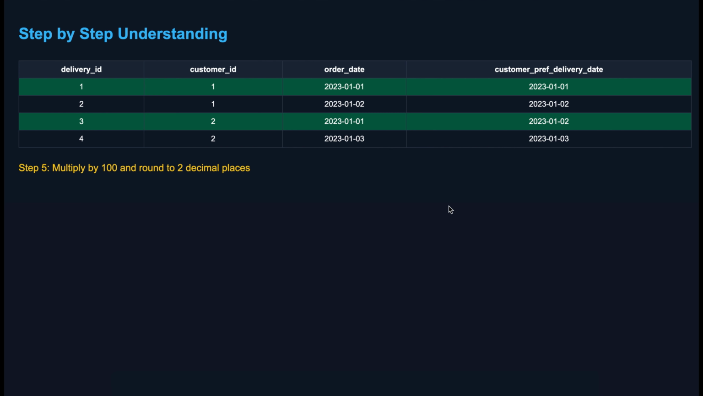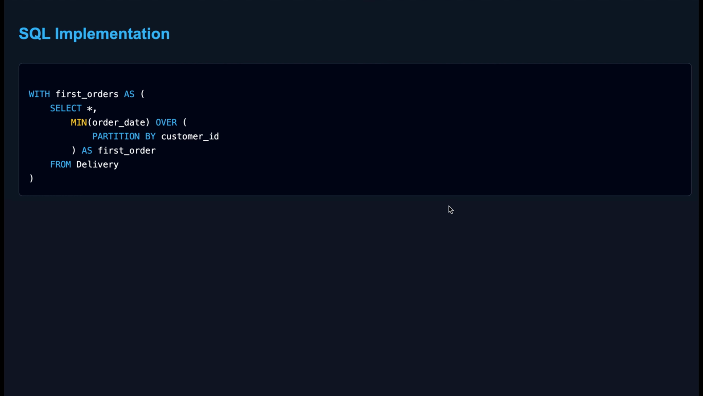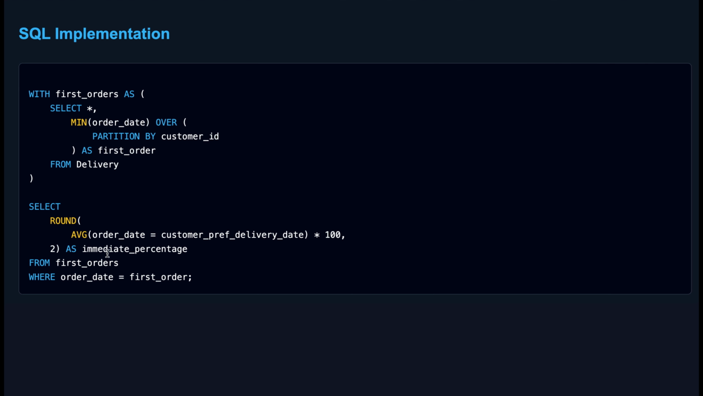Now let's translate this into SQL. So we start with a CTE called first orders, and inside the CTE, we select all the columns and add one extra column, which is the first order date, right? And this is calculated using min order date over partition by customer ID. So now every row knows what the first order date is, right? Now in the main query, we filter only first orders using order date equals first order date. Then we compute the average of the immediate condition. And finally multiply by 100 and round it, right? And this gives us the final answer, which is 50% for this particular example.